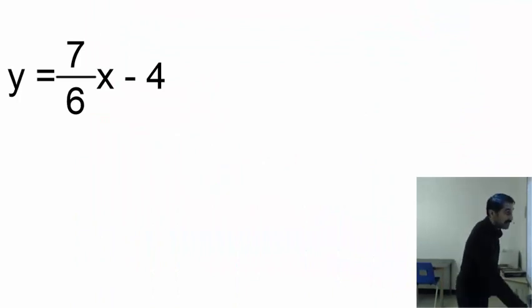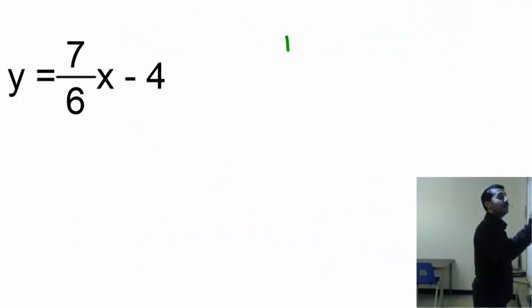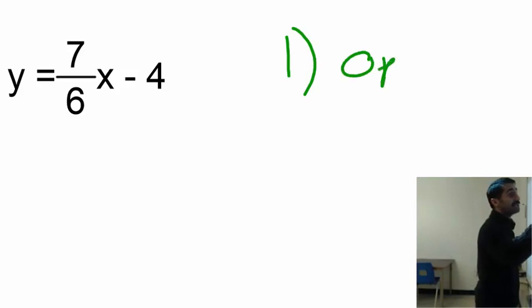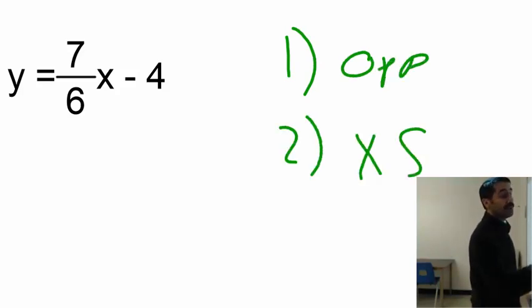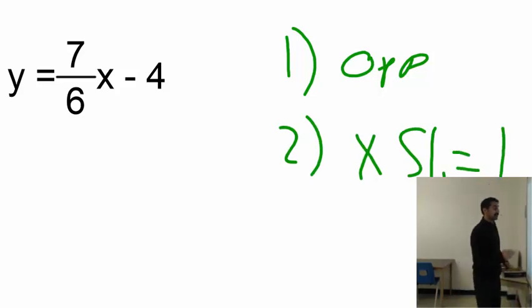And how can you make it? It's very easy. One, they must have opposite signs. Two, the multiplication of the slopes should be 1. Let me tell you how to do that.